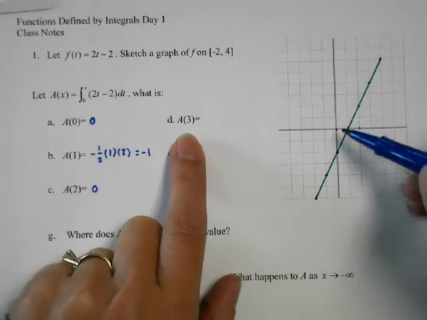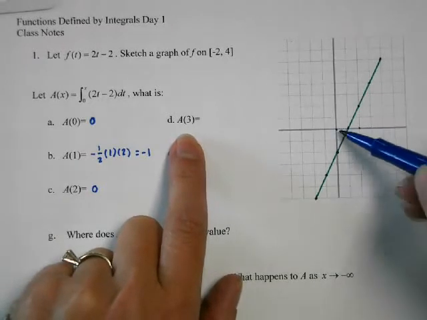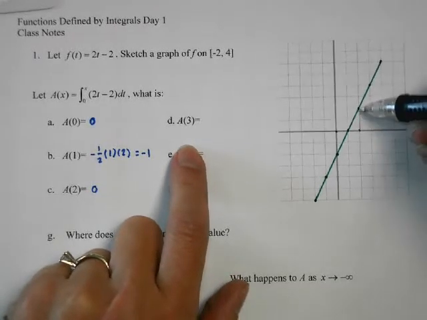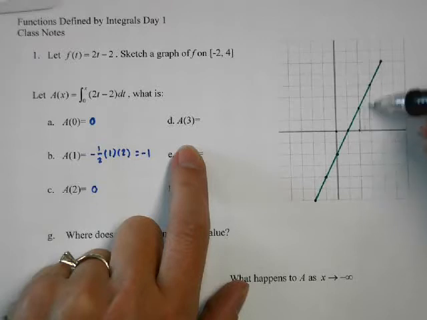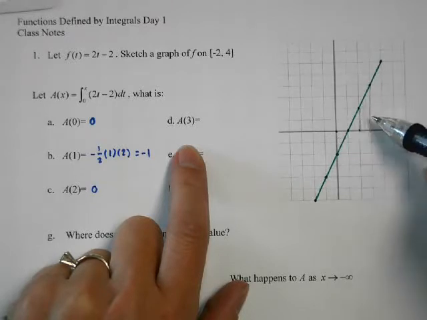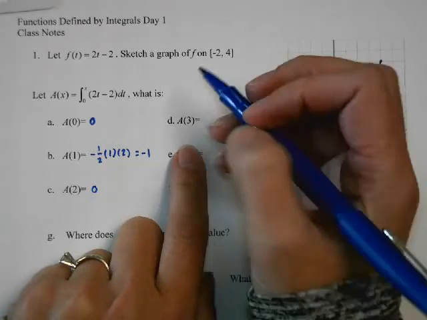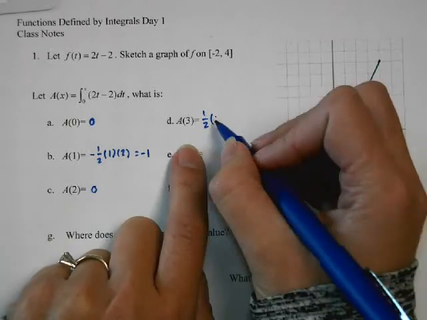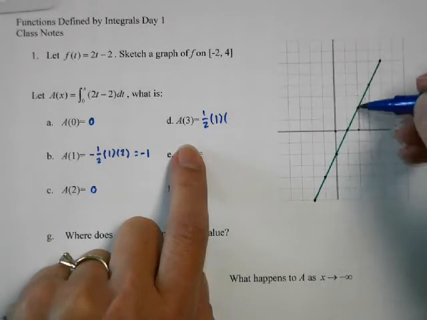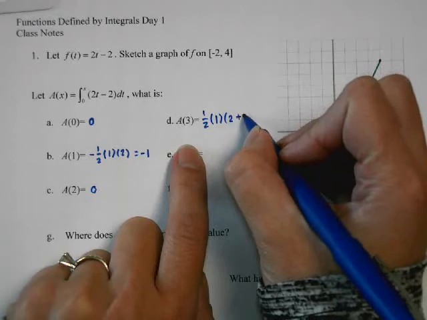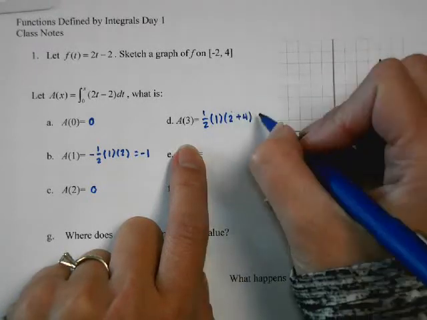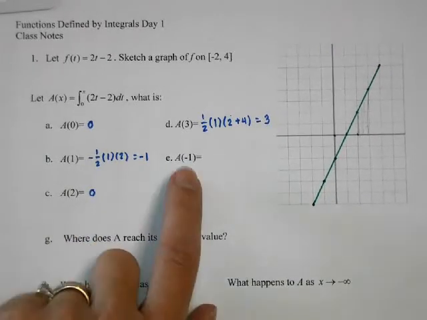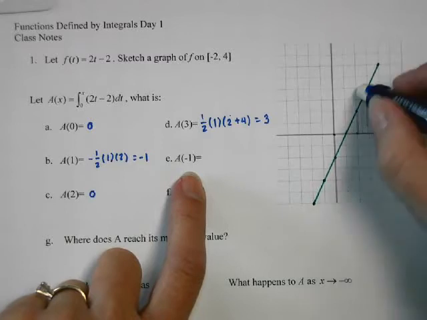For A of 3, we're going from 0 to 3. So from here to here is 2. But for this area, we're looking at this positive area. So this part's going to be 0. So I'm going to add that, which is going to be a trapezoid. So that's going to be 1/2, the height of that trapezoid is going to be 1. The two bases are going to be 2 and 4. So that's going to be 6 divided by 2 is 3. Going to negative 1.